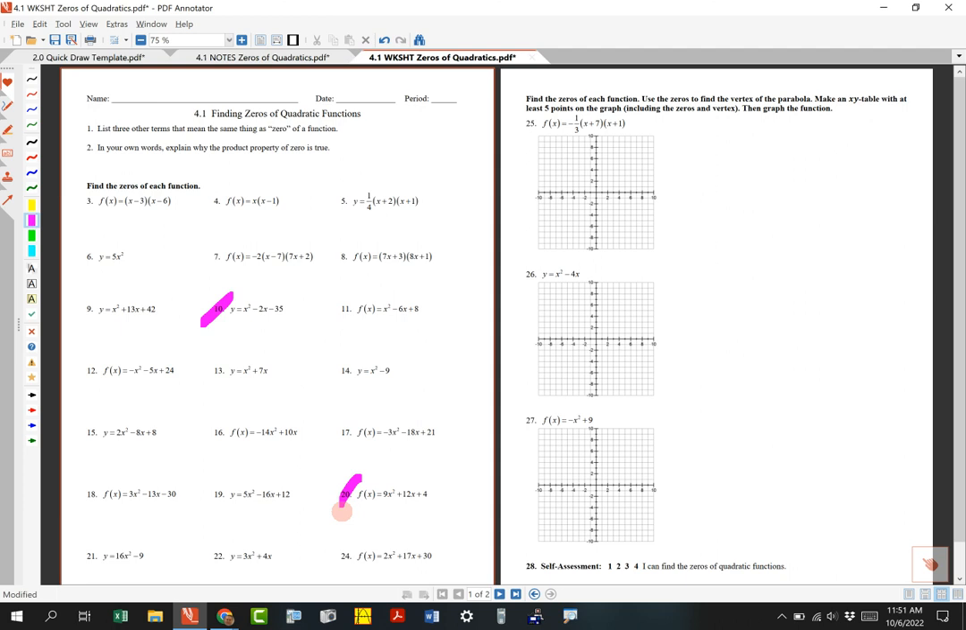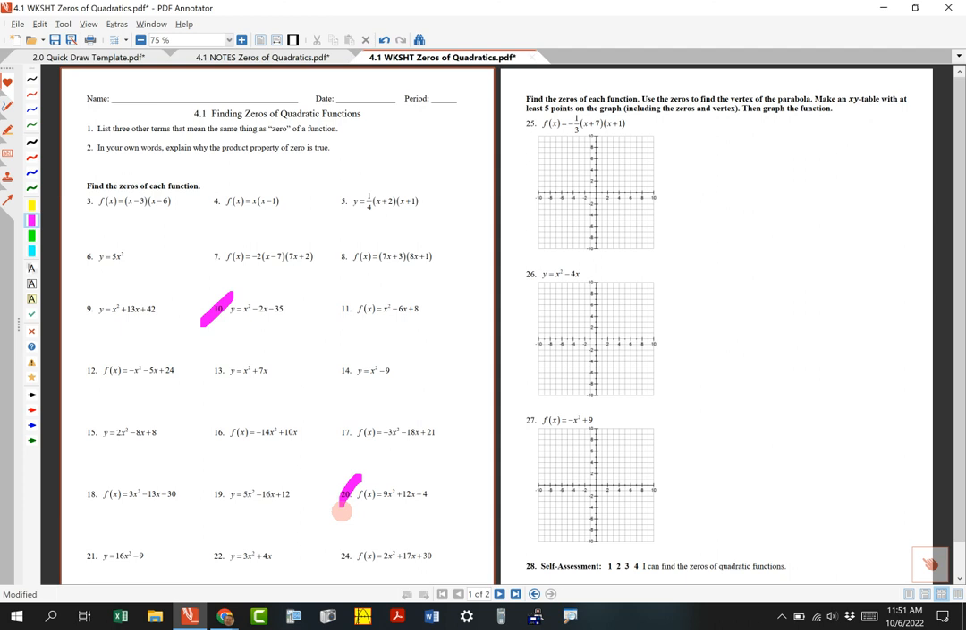Okay. Number 1, list 3 other terms that mean the same thing as 0. Lydia, give me 1. X-intercept. Perfect. Megan, give me another one. Solution is another way to say it. Caleb. Root. Root, x-intercept, solution would be fine.